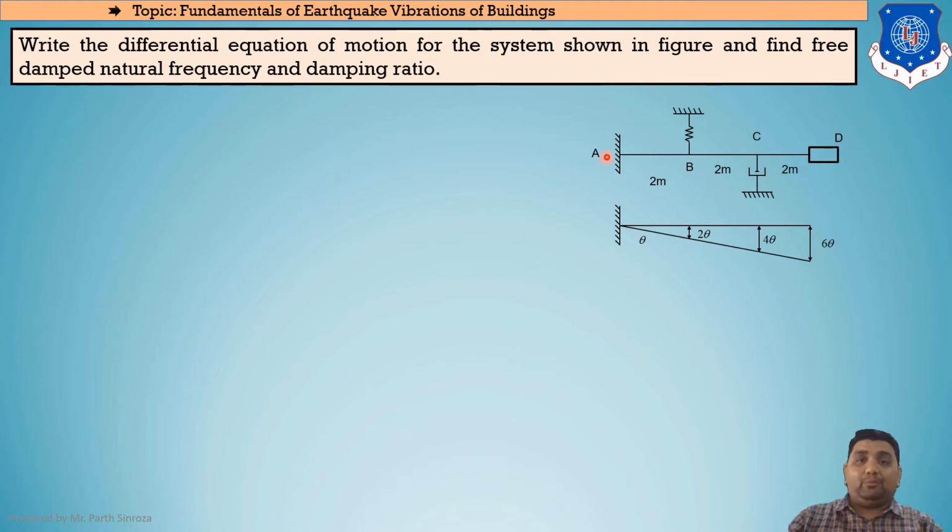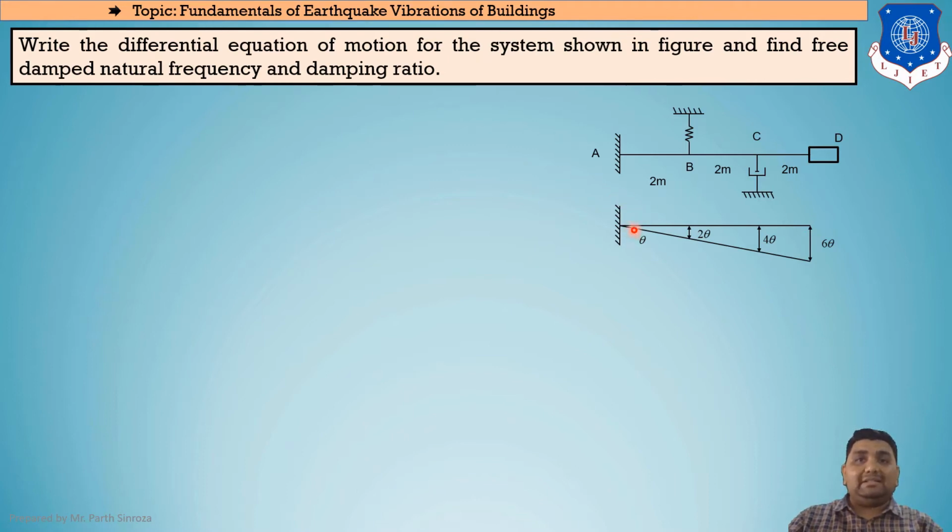Surface A at point A is a rigid surface. At point B there is a stiffener located. At point C there is a dashpot located. That means at A there is no force. At B there is a stiffener force. At C there is a damping force, and at D there will be inertia force. Clear? So this is the data that has been given.